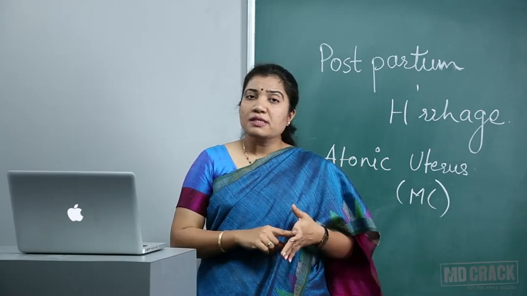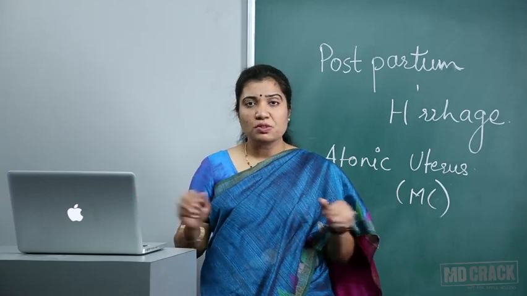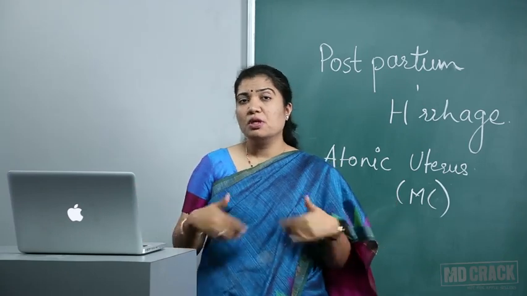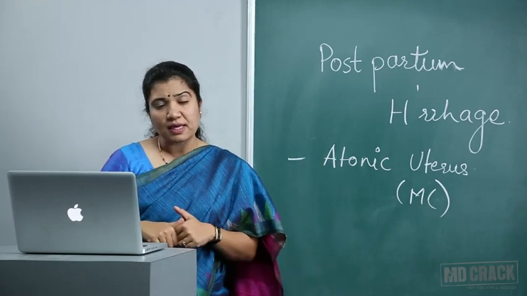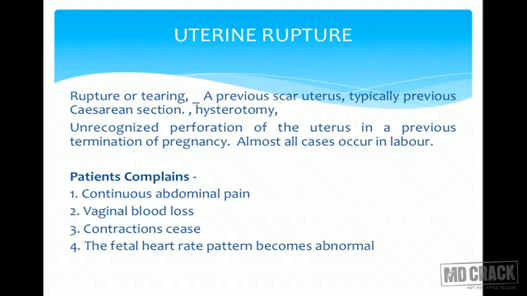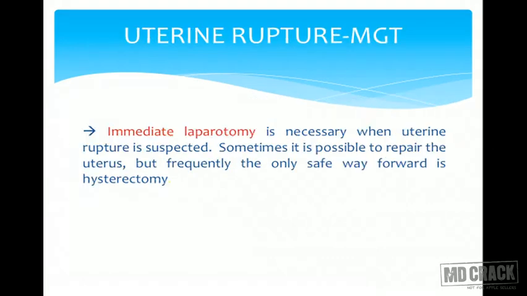The classical sign is that contractions suddenly stop. Once the uterus ruptures and throws the baby out, or maybe the baby is inside, contractions cease and the fetal heart pattern becomes abnormal. That will tell us that the uterus may have ruptured. Sometimes there can even be IUD. In case of suspicion of uterine rupture, the best thing is to go for immediate laparotomy.